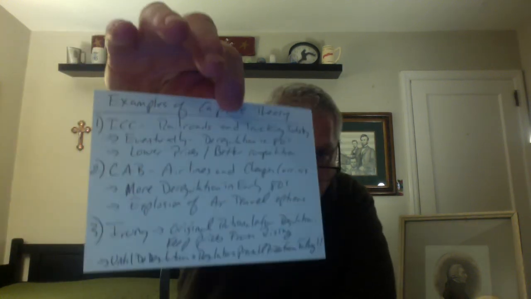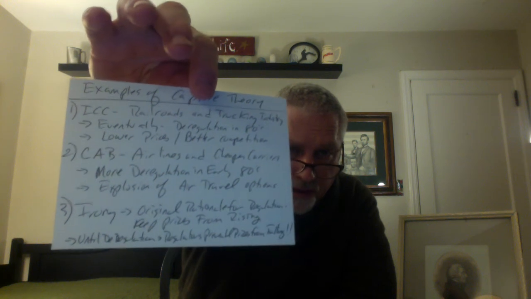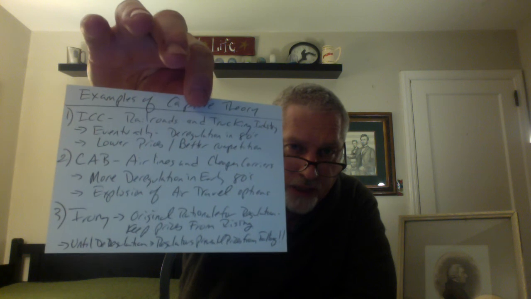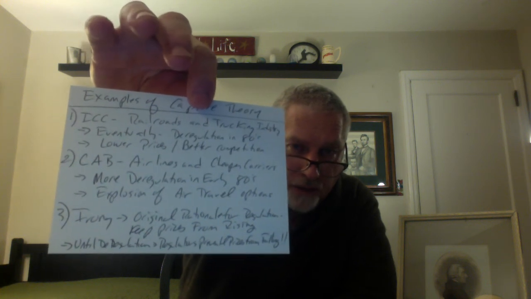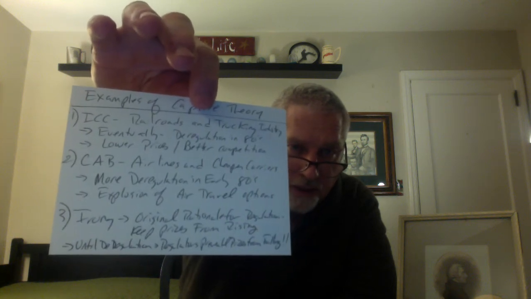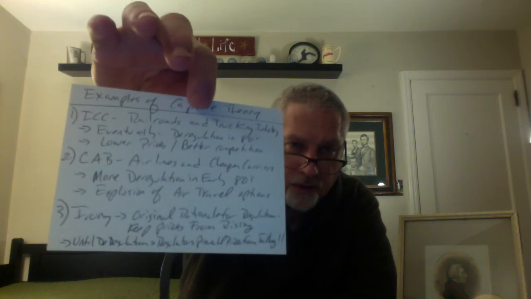So this is the Interstate Commerce Commission, where the railroad industry captured the ICC, and for a long, long time, really from the 1930s to the 1980s, prevented trucking from really taking off. But when it was deregulated in the 1980s, the result was lower prices, better competition, better services.